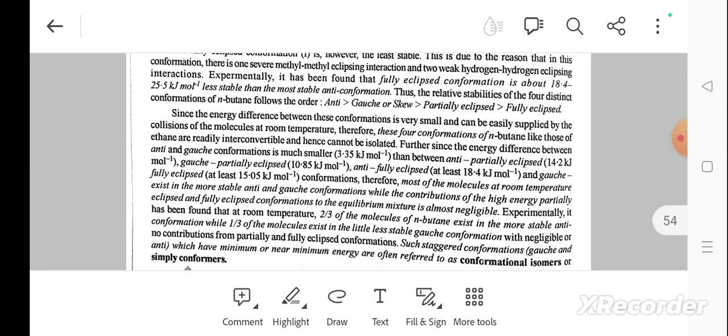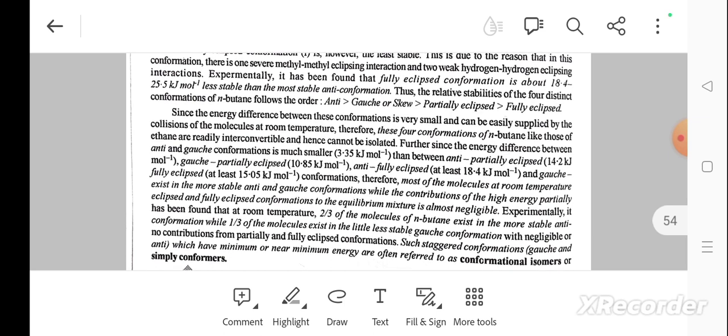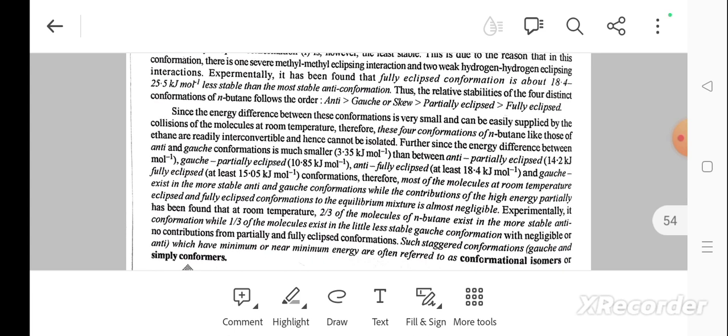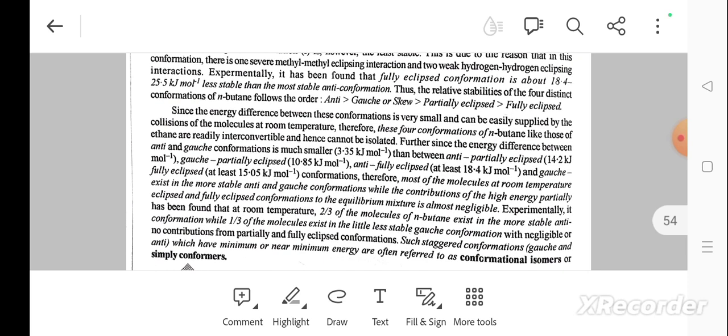The relative stability of the four distinct conformations of n-butane follows the order: anti, gauche, partially eclipsed and fully eclipsed. Since the energy difference between these is very small and can be easily supplied by the collision of molecules at room temperature, these conformations of n-butane, like those of ethane, are really interconvertible and hence cannot be isolated.